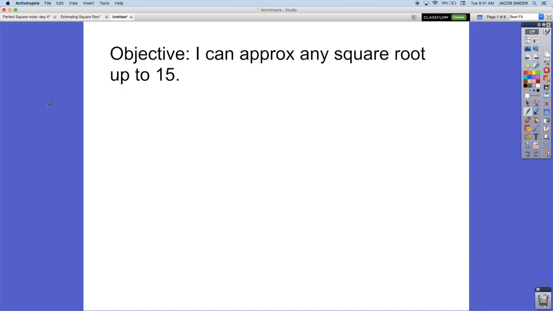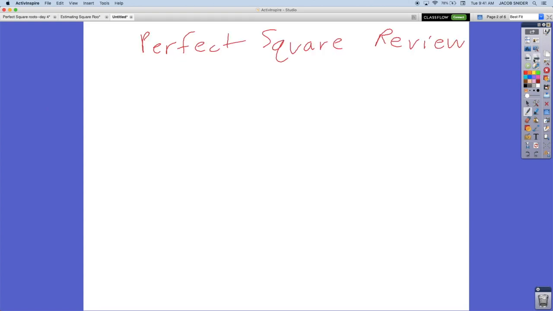So last week on Friday, we worked on the perfect squares. We talked about that. We're going to talk about that again in a second. And then today we're going to do some more approximating square roots to make sure that we got it. So I can approximate any square root up to 15. If you need to pause the video and get to that point, or you can get the objective down, that's cool. And let's move on from there. All right? Here we go. Let's just refresh our memory here on the perfect square roots.